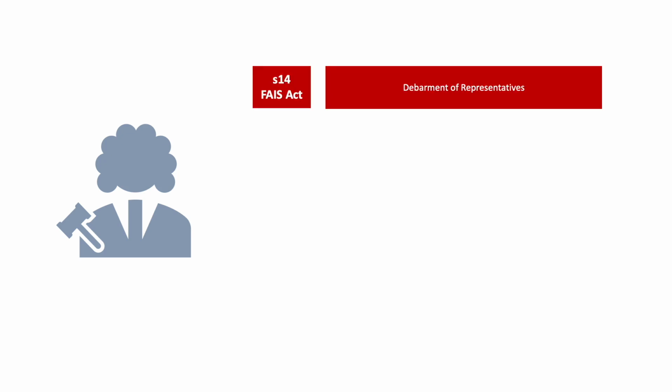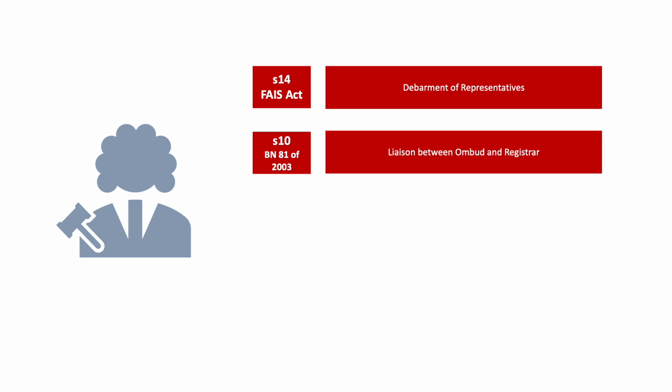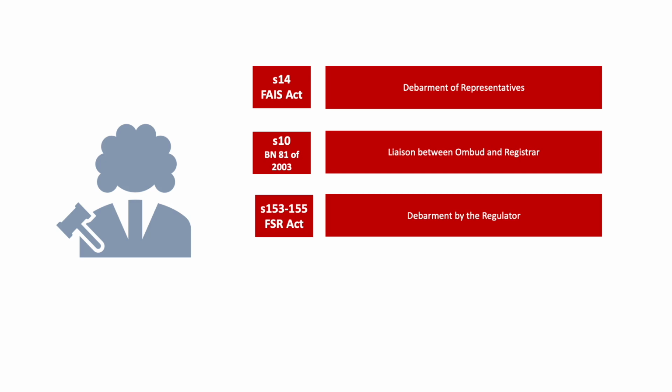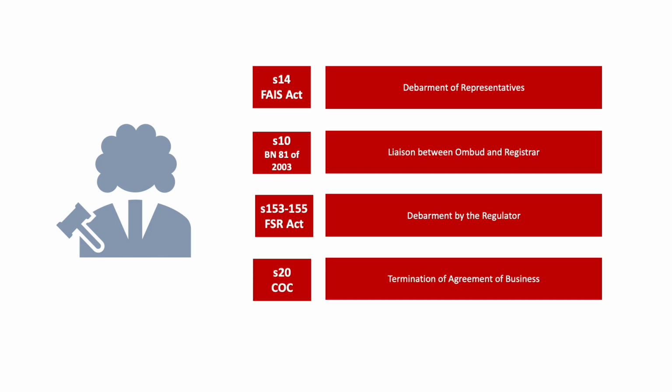Section 14 of the FAIS Act, which covers the debarment of a representative. Section 10 of the Board Notice 81 of 2013, which deals with the liaison between the FAIS Ombud and the Registrar or Commissioner. And Section 153 to 155 of the Financial Sector Regulations Act, FSR Act for short, which deals with the debarment by the Regulator, also known as the Authority, Registrar, Commissioner or FSCA. And Section 20 of the Code of Conduct, which deals with termination of agreement of business.